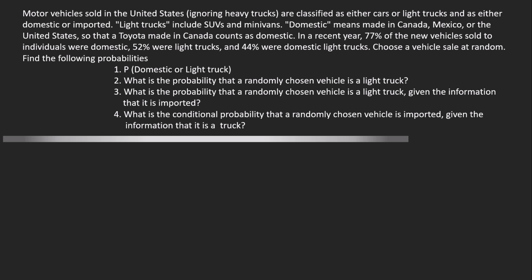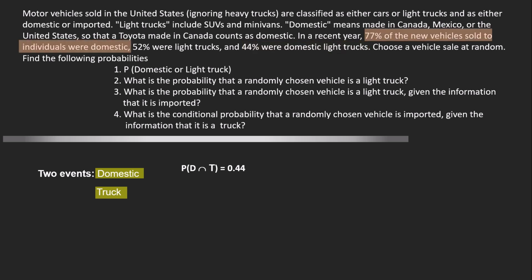Choose a vehicle sale at random. Find the following probabilities. First, we need to understand how many events are here. 44% were domestic light trucks. Therefore, there are two events, domestic and truck. 44% were domestic light trucks, meaning the probability of domestic and truck is 0.44.